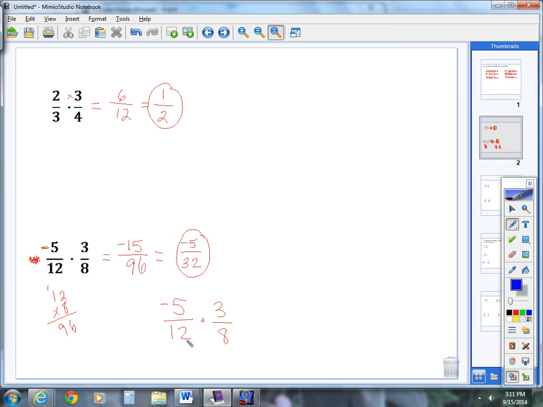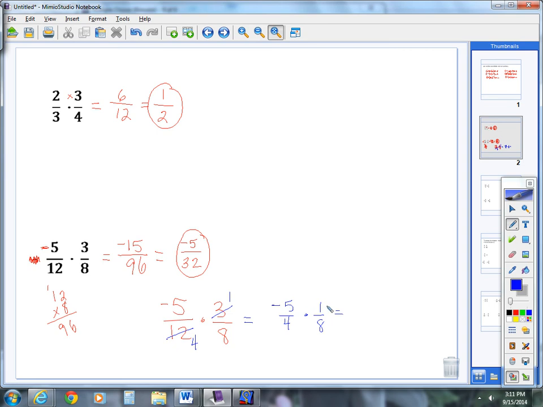Well, 5 has nothing in common with 12, but 3 has something in common with 12. 3 goes into 3 once, 3 goes into 12 4 times. So now what we're multiplying is negative 5 over 4 times 1 over 8. All I did was rewrite the problem with simplified answers.